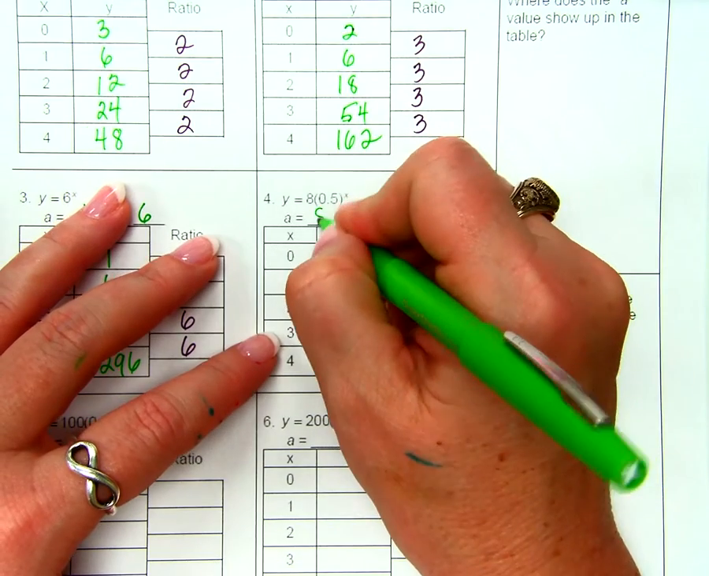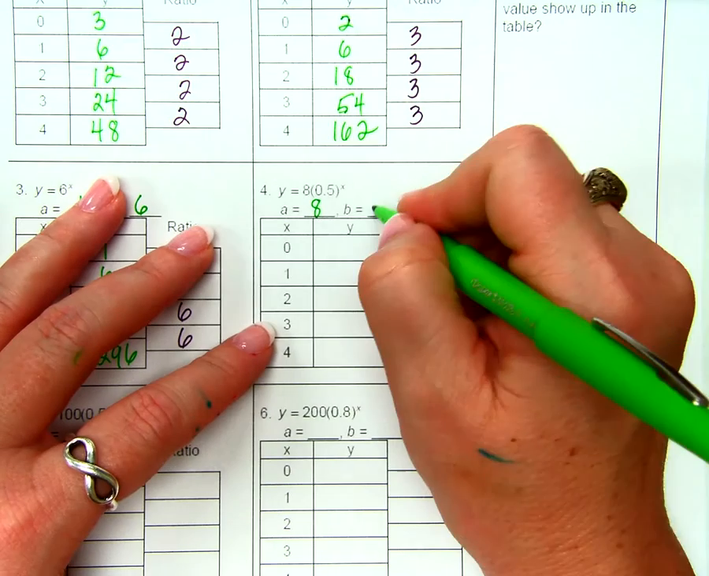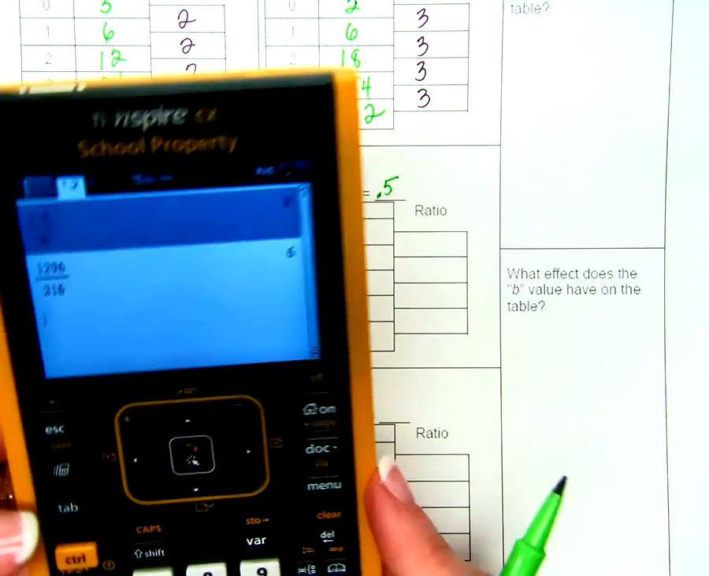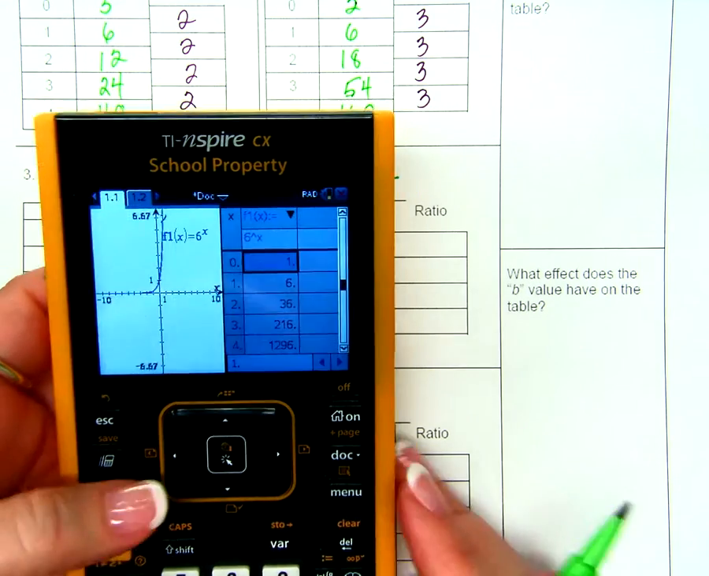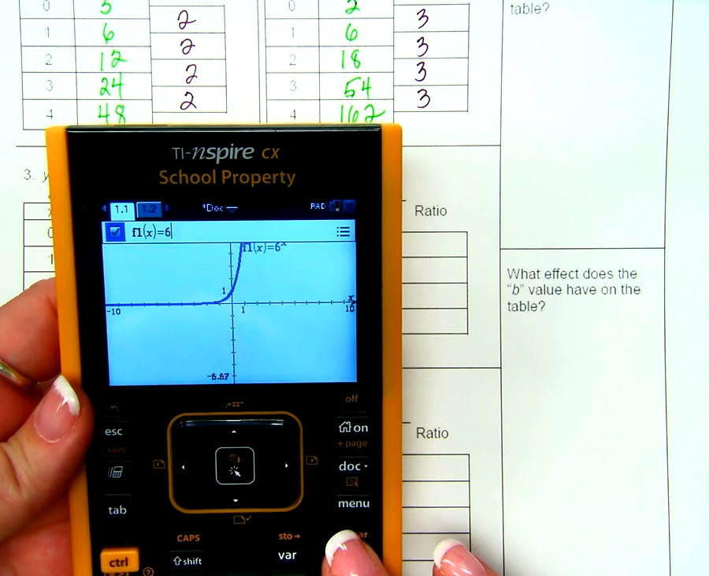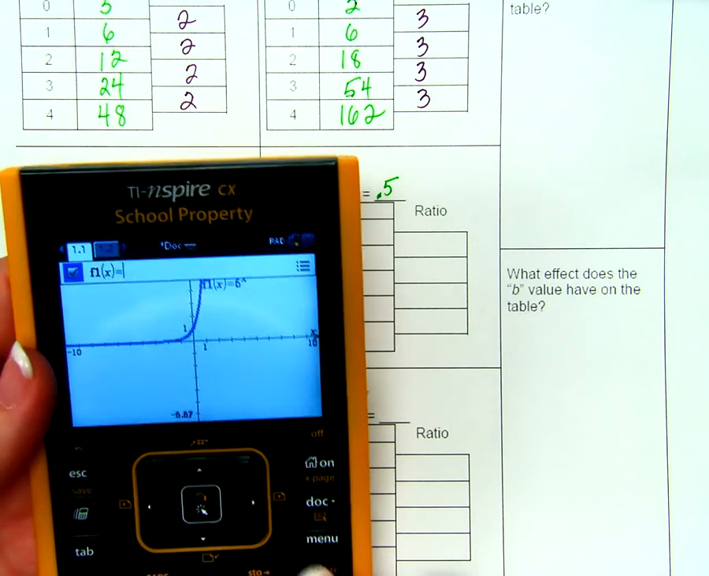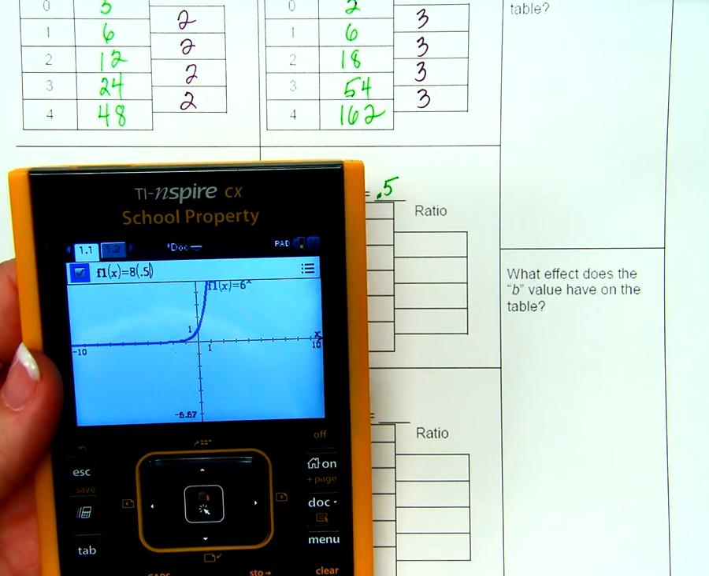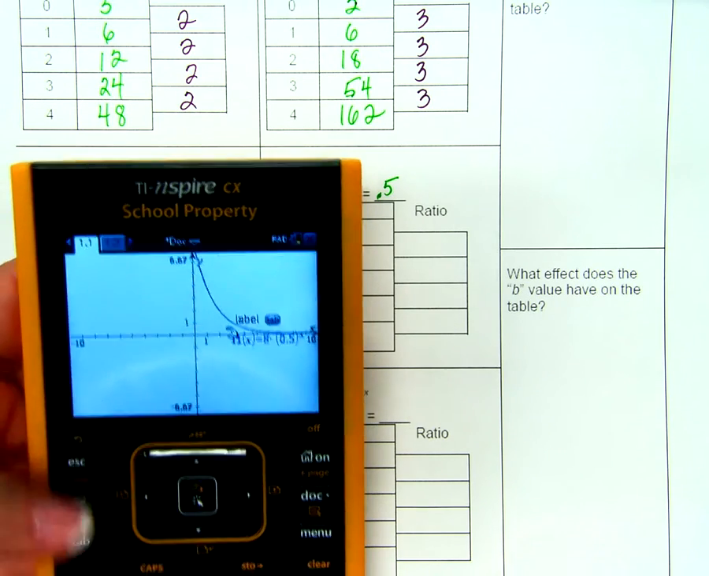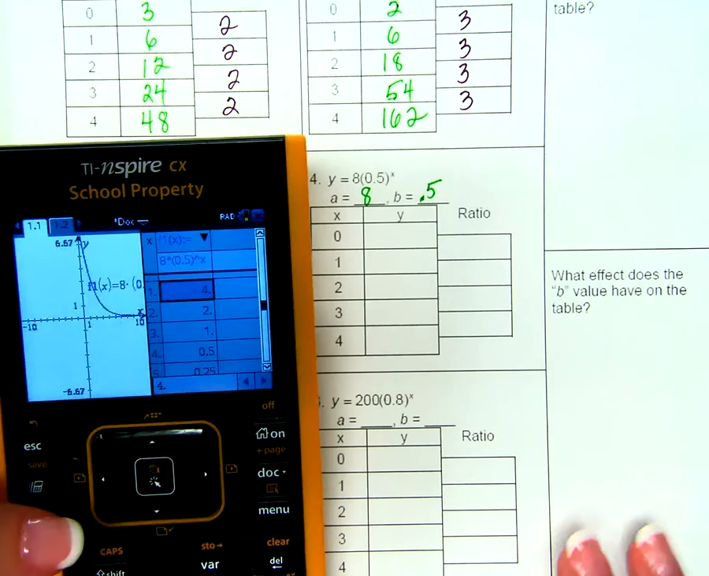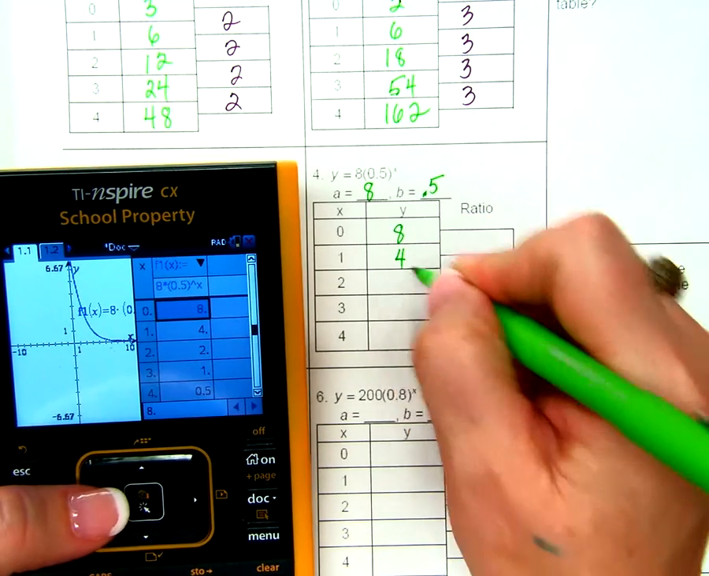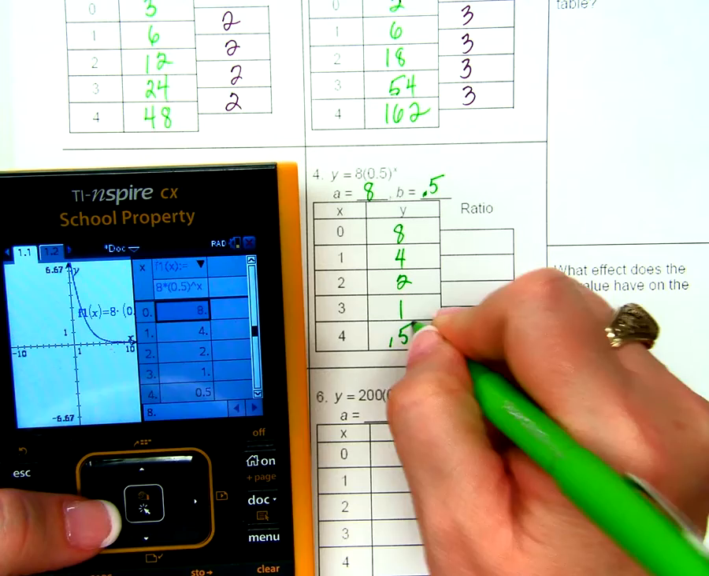A is 8. Somebody else tell me B. 0.5. Go back to my calculator page. Tab to change my equation. 8.5 raised to the x. Control T for my table. 8421.5.